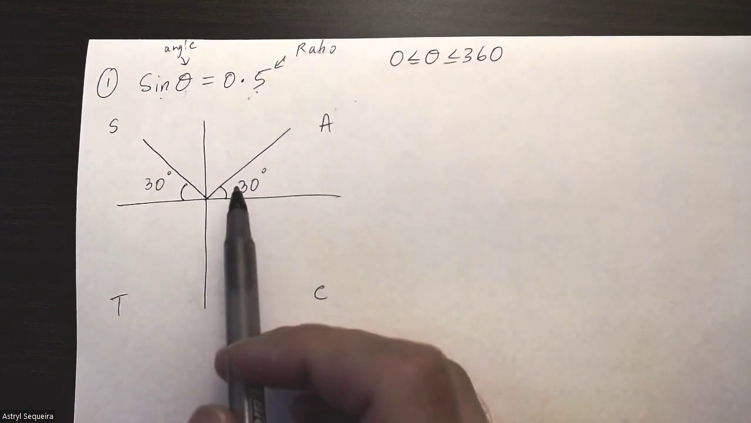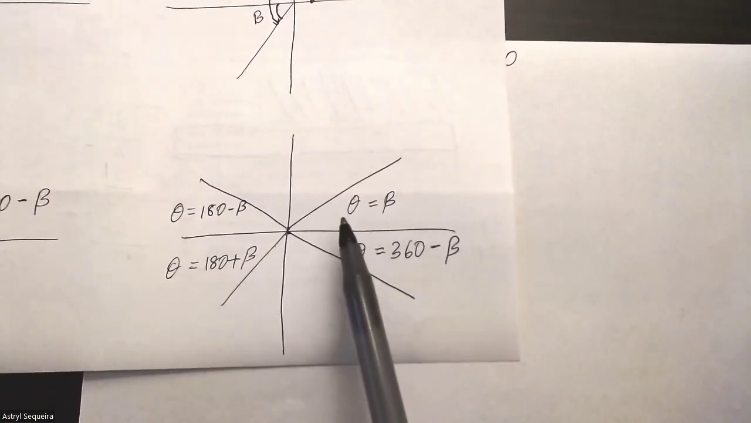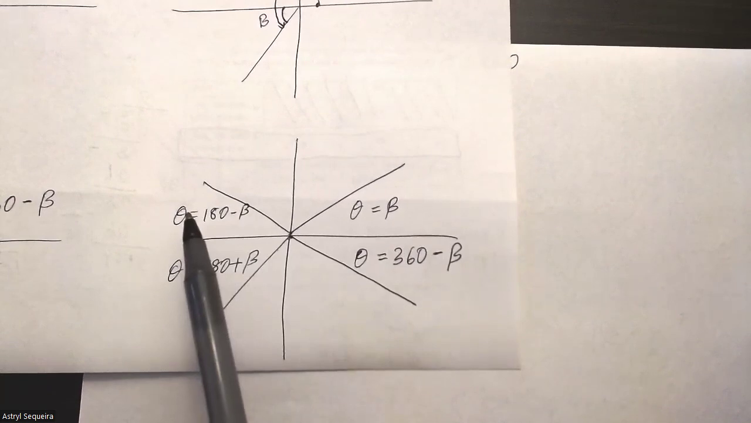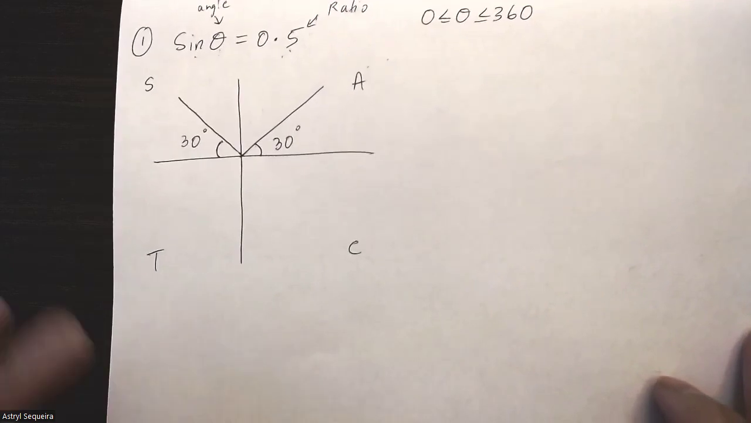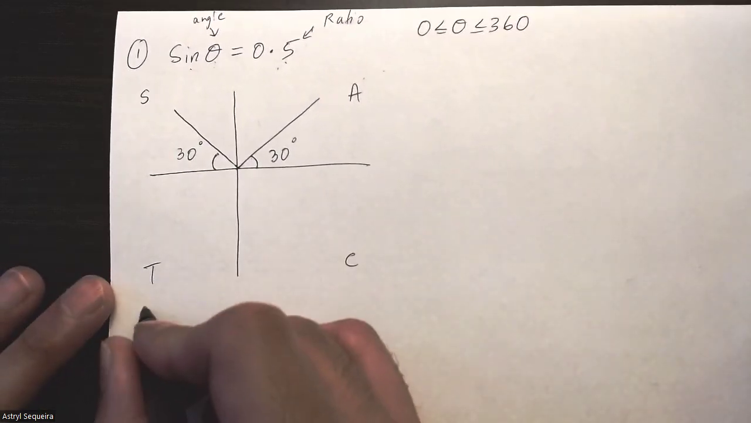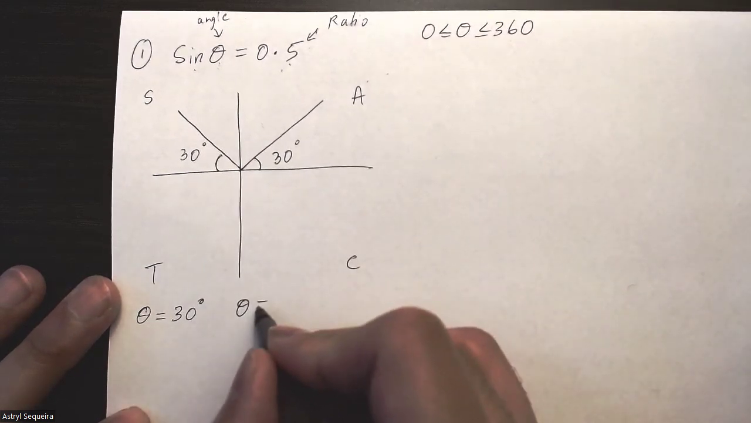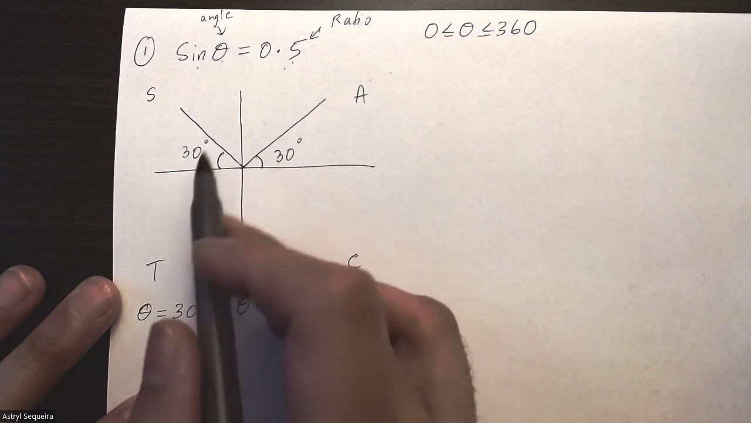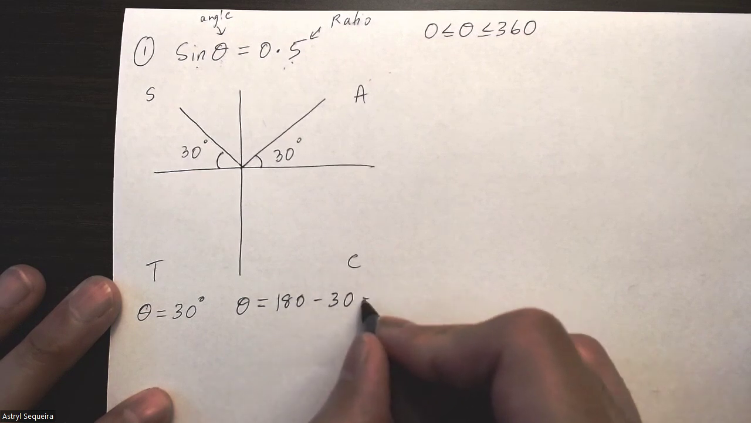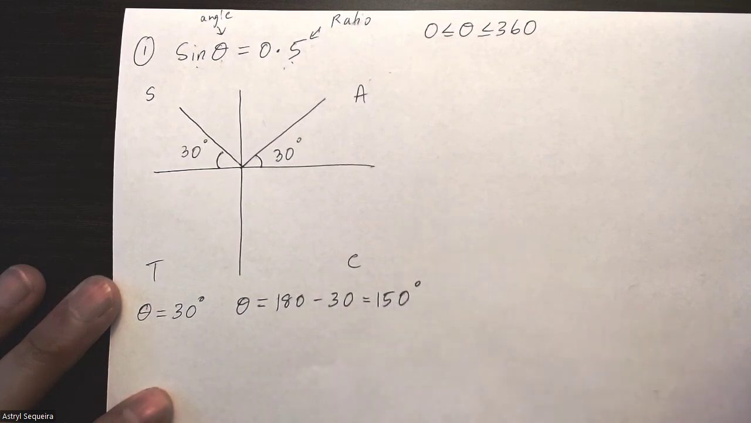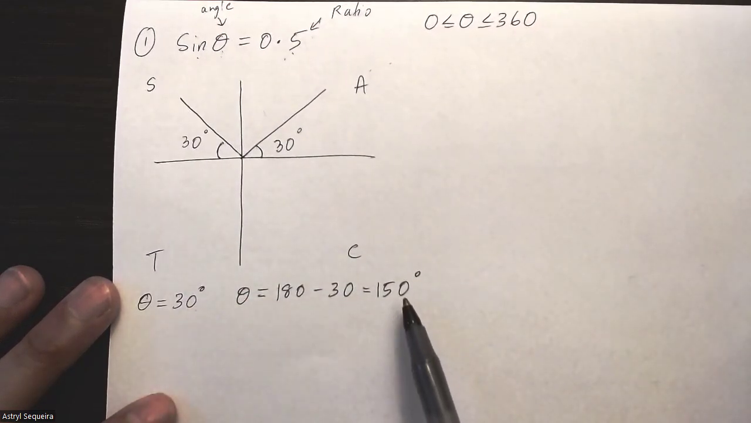Now I just have to find my principal angles using the little rule that I gave you at the end over here. So in my first quadrant, theta is the same as beta. Second quadrant, theta is 180 minus beta. So in my solution here, my first principal angle is just 30 degrees. And my second principal angle over here is 180 minus 30, which is 150 degrees. So my two solutions for this question are 30 degrees and 150 degrees.